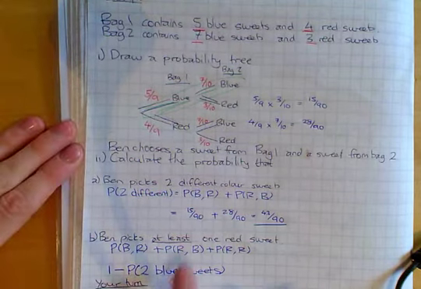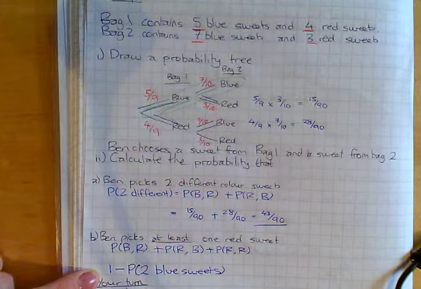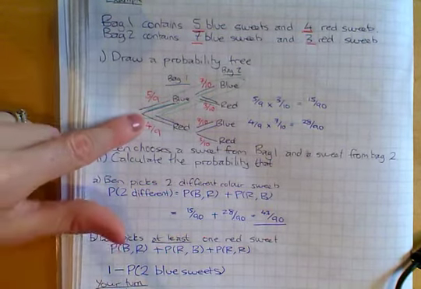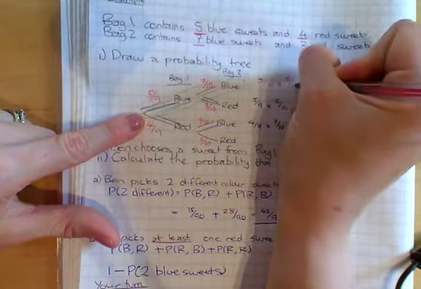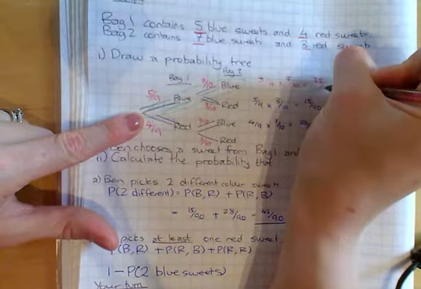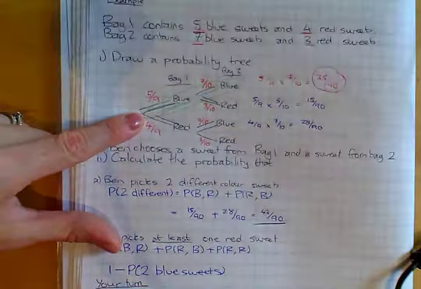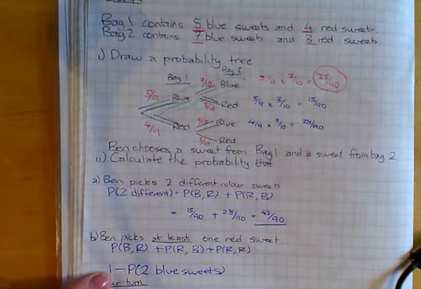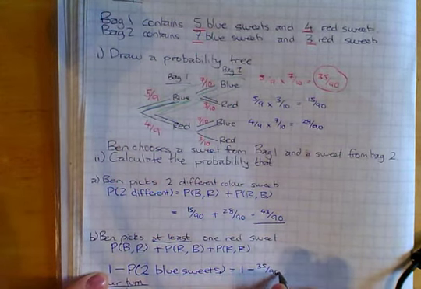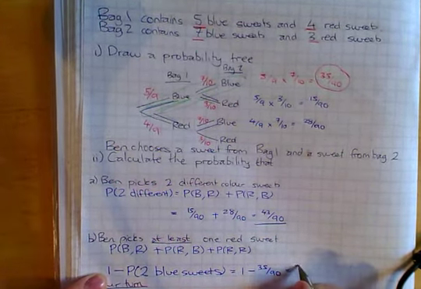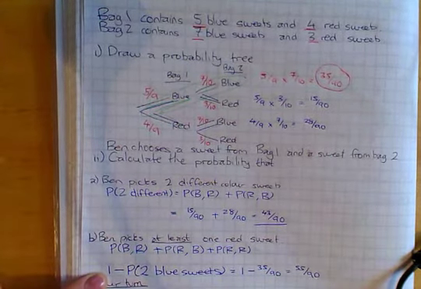Okay, so both of these ways work. So I'm going to do the 1 minus probability he picks 2 blue sweets. Now the probability he picks 2 blue sweets is 5 over 9 times 7 over 10, which is equal to 35 over 90. So using this in my solution down here, the probability that he picks at least 1 red sweet is 1 minus 35 over 90, which is equal to 55 over 90.